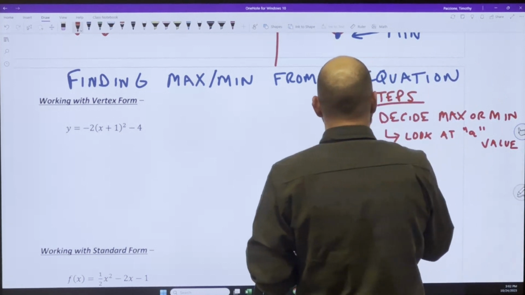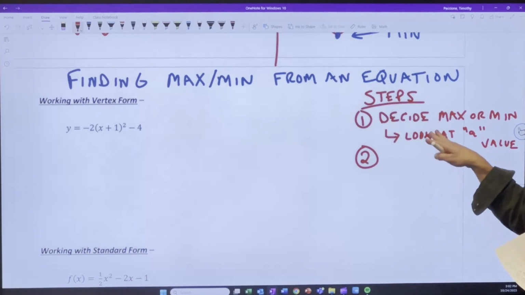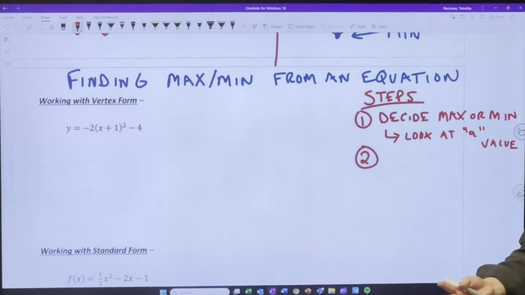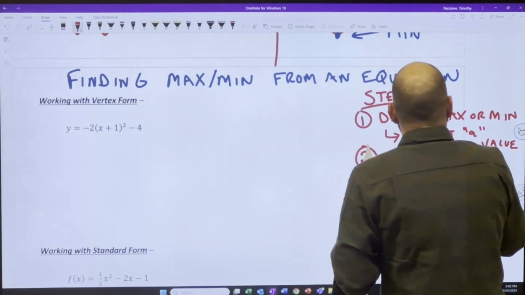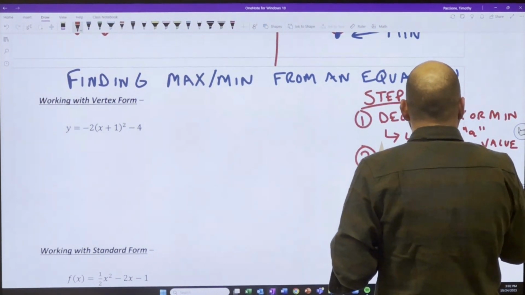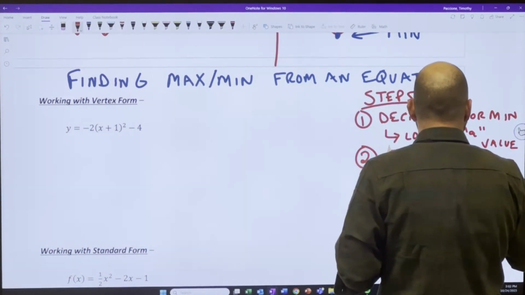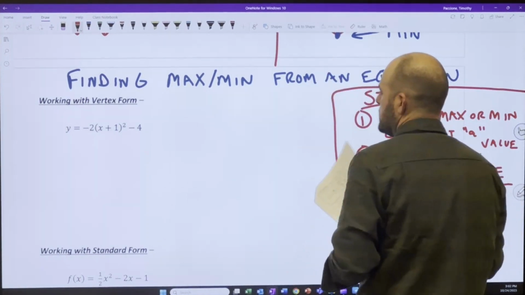And step 2 is to find that value. And where do we find that value? No, I'm saying we decided we have a max, for instance. Now we want to find the max value. Where do we find that value? It's in the vertex. So we need to find the vertex. And we pull the y value. All right? So those are our steps. Just 2 basic steps, right?